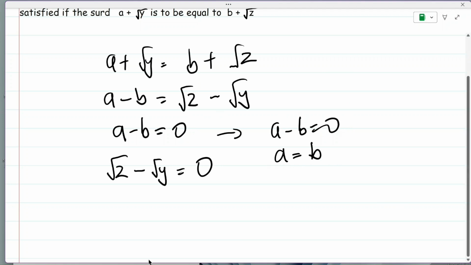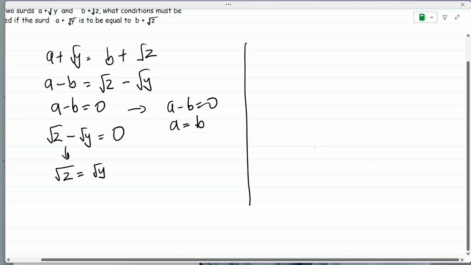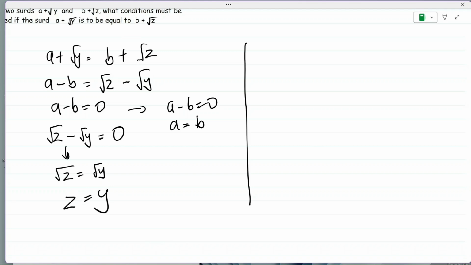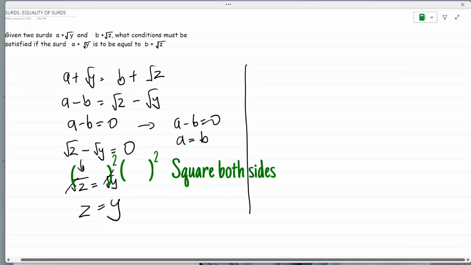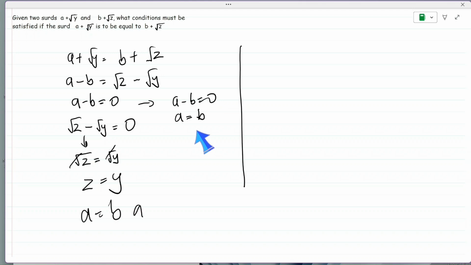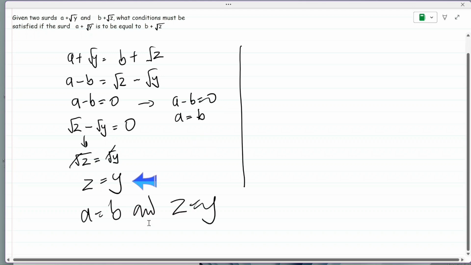Therefore, a equals b. Then for the second equation, which is root z minus root y, you take the minus root y over the equals sign, it turns to plus root y. So you have root z equals root y, because the minus root y crosses and turns into plus root y. We can therefore say z equals y. We can say the roots will cancel out, or you simply say you introduce square to both sides. Therefore, z equals y. That a equals b and z equals y, or y equals z and b equals a. Anyhow you like it, it's still saying the same thing.